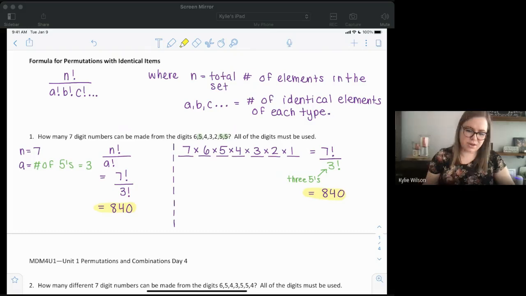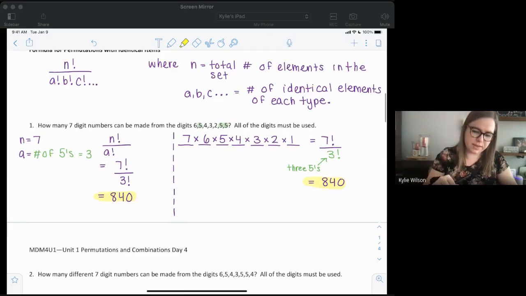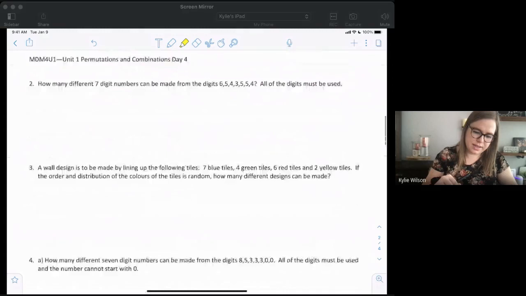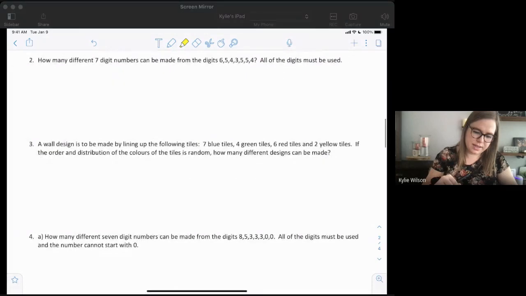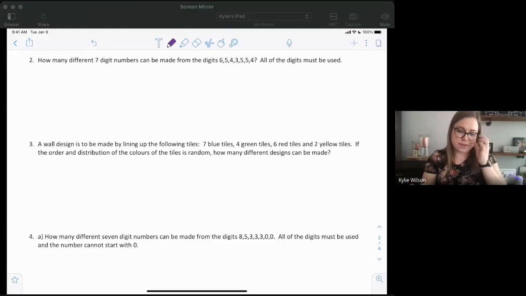Let's try another one. So we'll try a few. We'll kind of up the difficulty level as we continue on. So the next one here, we want to determine how many 7-digit numbers can be made from the digits 6, 5, 4, 3, 5, 5, 5, 4. So we'll first start by using the formula.